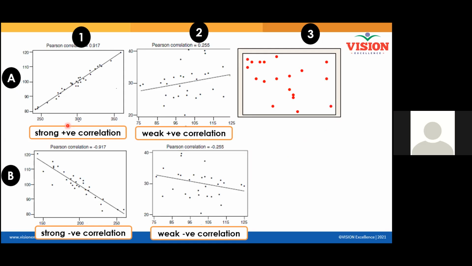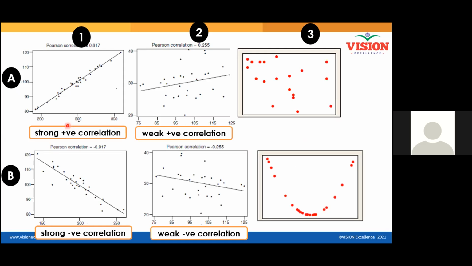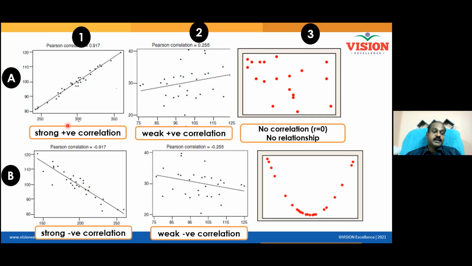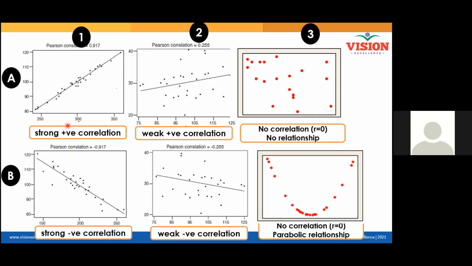And now this one. No correlation. This one? It also seems to be no correlation, no relation. Here, no correlation, but there is a relationship probably. Do you understand the difference between the two? R is 0 in both cases. Here, no correlation means no linearity. Here also no linearity, but there is a quadratic relationship. What is this relationship called? Quadratic relationship, otherwise called parabolic relationship.